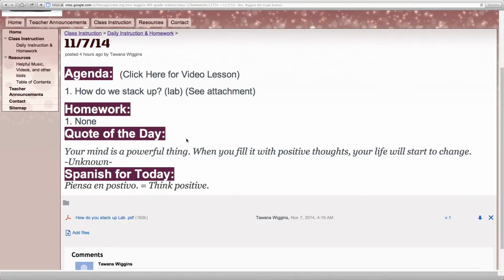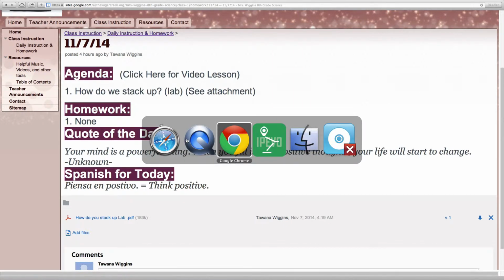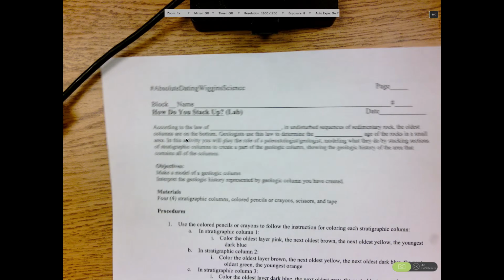Alright, so today we're going to be doing a lab entitled How to Stack Up. You have lab sheets in front of you. You will not have homework. We do need to get majority of this done, and then we return back to class together. You will be finishing the rest of it. But the sheets that you have in front of you look like this.